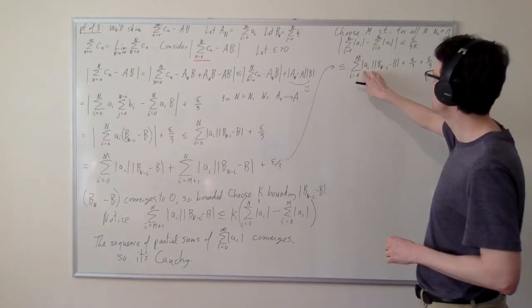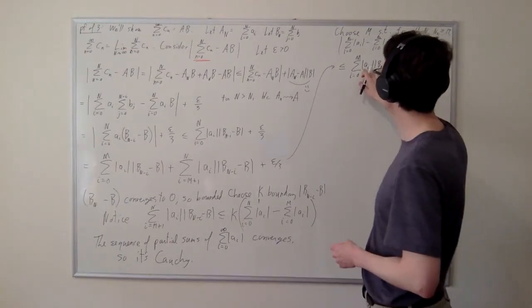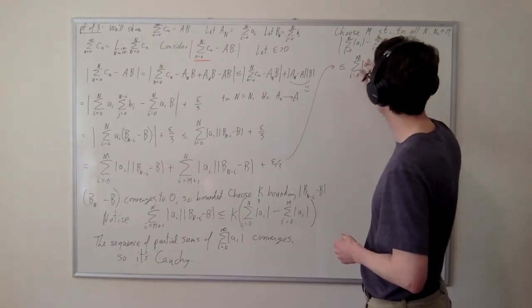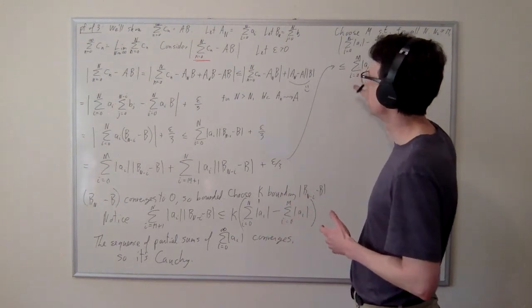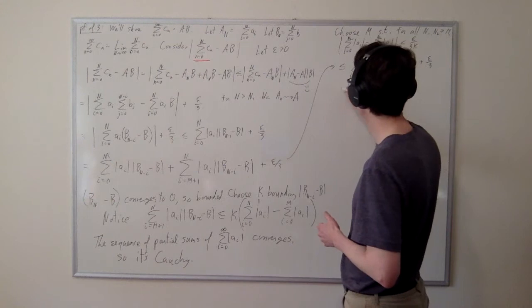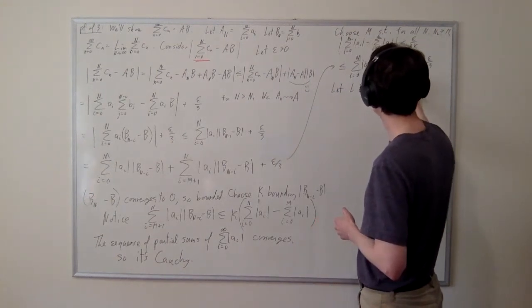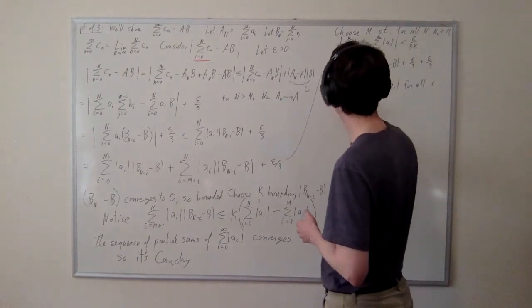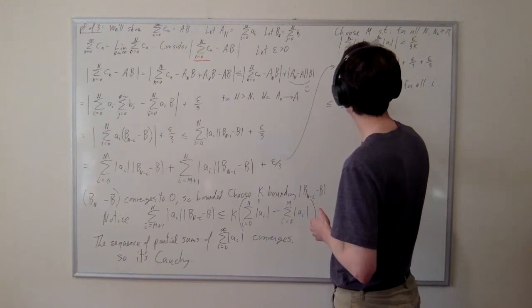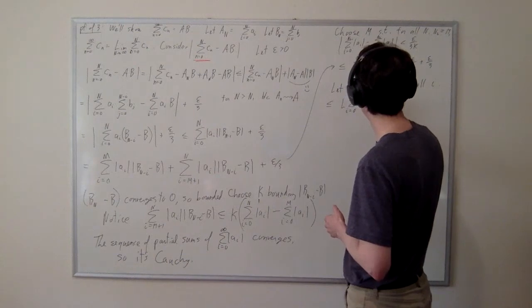So this term a_i is at least bounded. So let L be a bound for the absolute values of a_i for all of them. We know that the absolute values of the a_i converge to 0, so there must be some bound. So let L bound the modulus of a_i for all i. And then we get, this is less than or equal to L times the summation i equals 0 to m of b_{n-i} minus b.